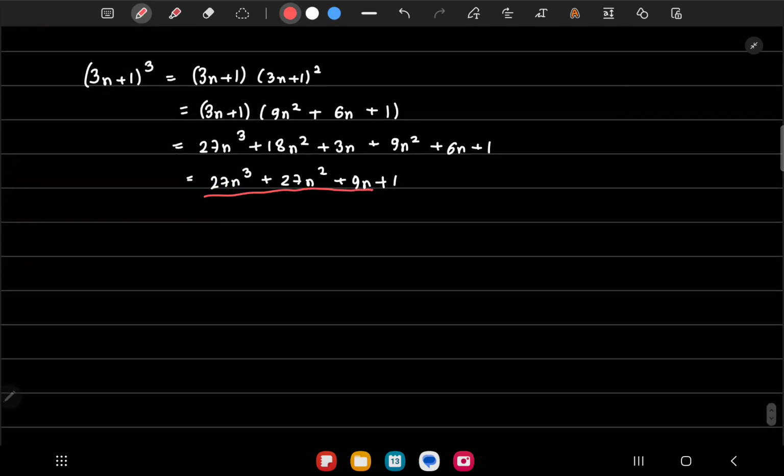This part over here can be factored, 9 can be factored out from that, so we can take 9 common, write down 3n squared plus 3n plus 1. This part over here must be a multiple of 9, so if I add 1 to it, this is 1 more than a multiple of 9.